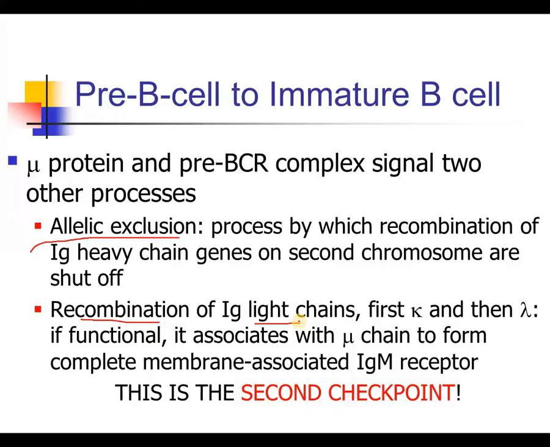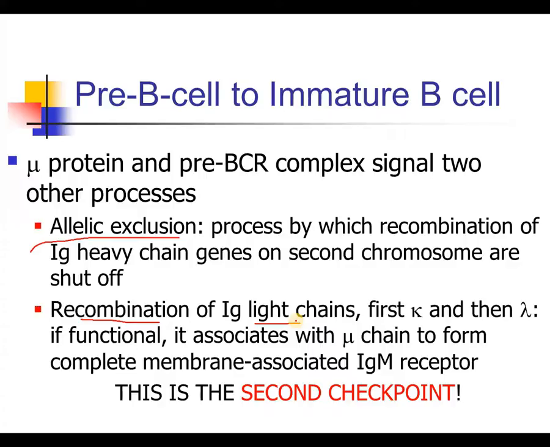So having the kappa and the lambda possibilities just increases the chance of having a successful gene recombination and expression of a functional receptor. So remember, there's a lot of recombination. It's totally random, and you're going to lose a lot of B cells, but with the increased chance, some of them will actually pass muster.